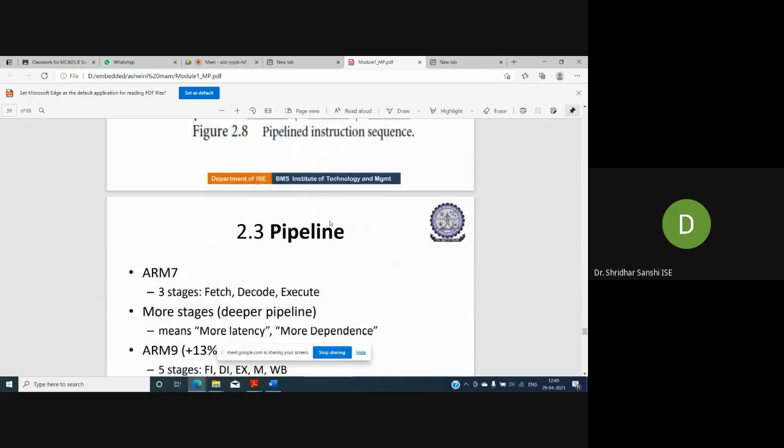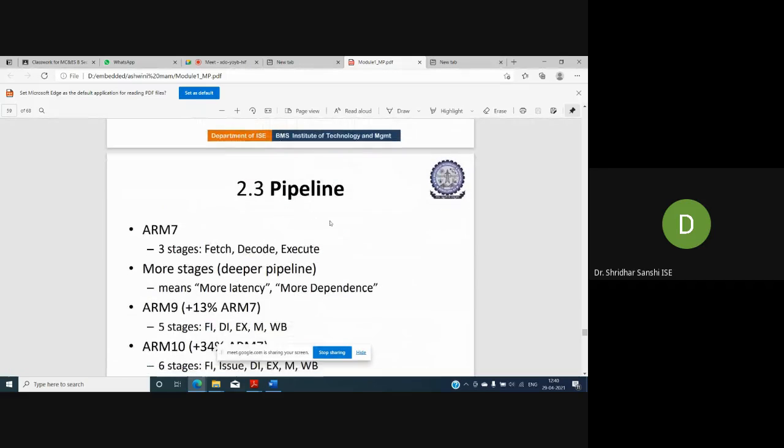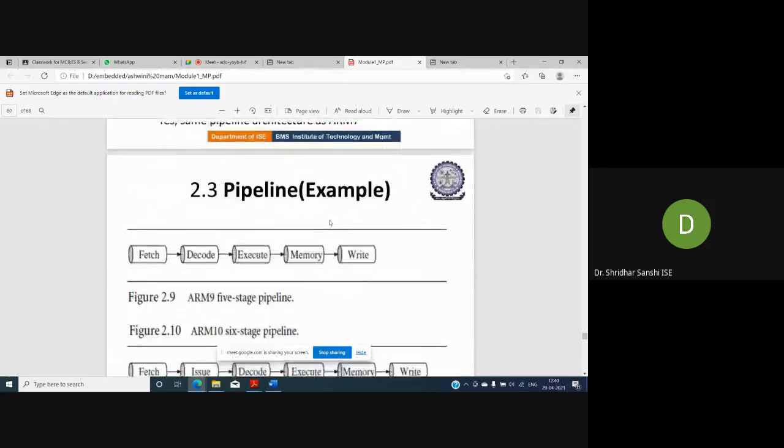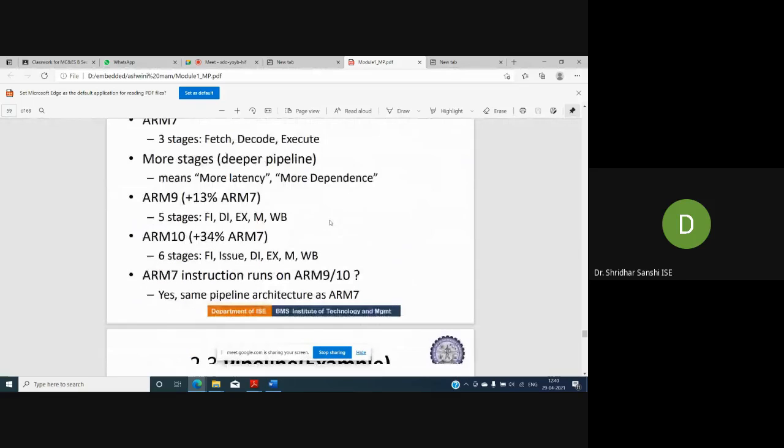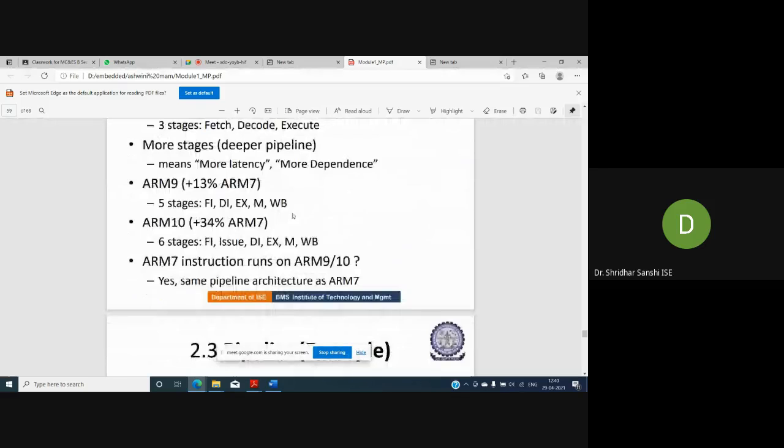Okay, so these are the two problems that occur when we are using a pipeline. Fine, we can use this pipeline for executing.